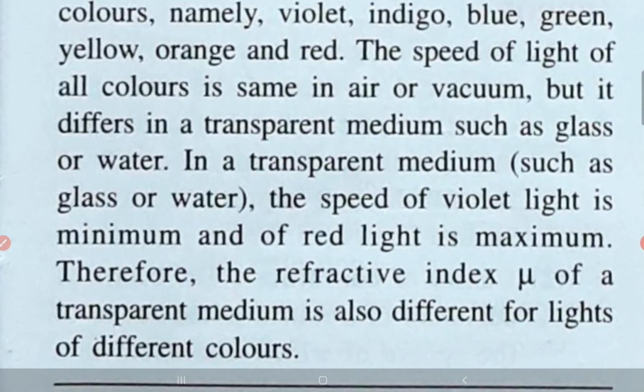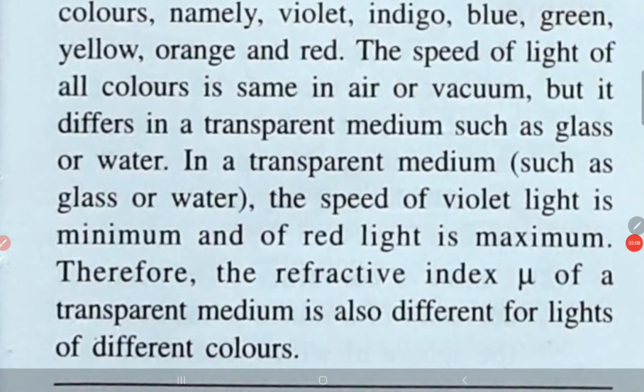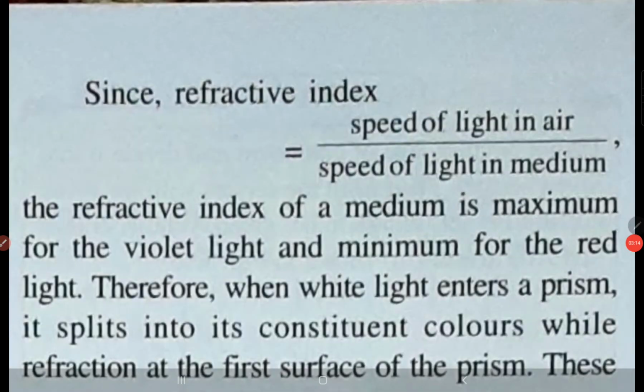Those colors which have higher speed will have a lower refractive index, and those colors of light which have less speed, those which move slowly, will have a higher refractive index. Since refractive index equals the speed of light in air upon the speed of light in the medium, the refractive index of the medium is maximum for violet light and minimum for red light.